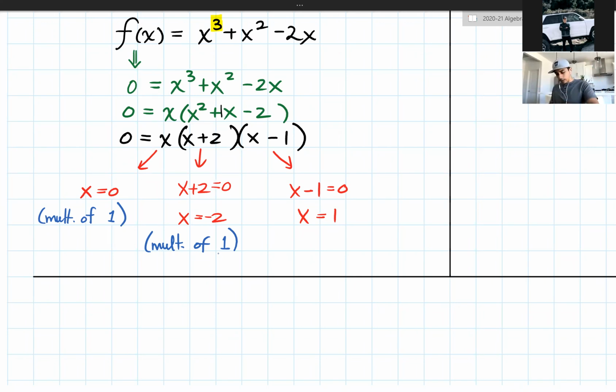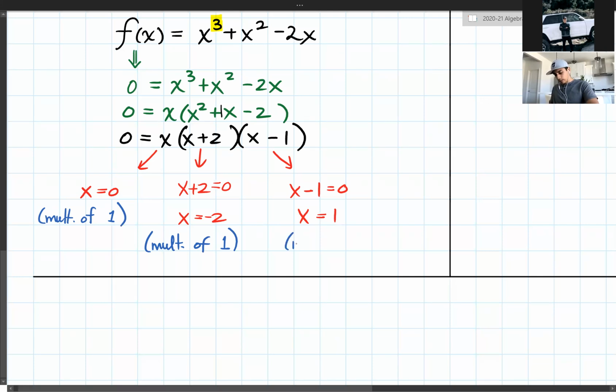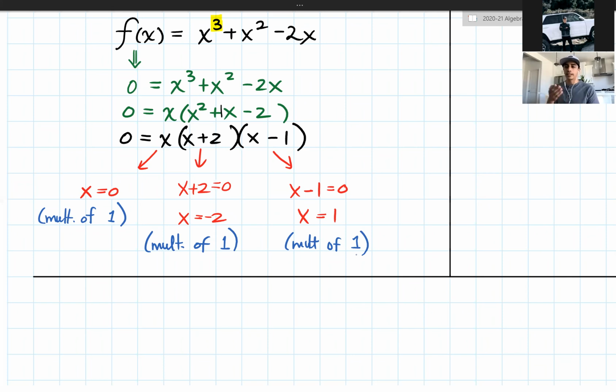And then we get over here to where we have x equals 1. Once again, this should be labeled with a multiplicity of just 1, because the solution only shows up once. It has nothing to do with what the answer is. It's just how many times did the answer show up. So since x equals 1 only shows up once, it's a multiplicity of 1.